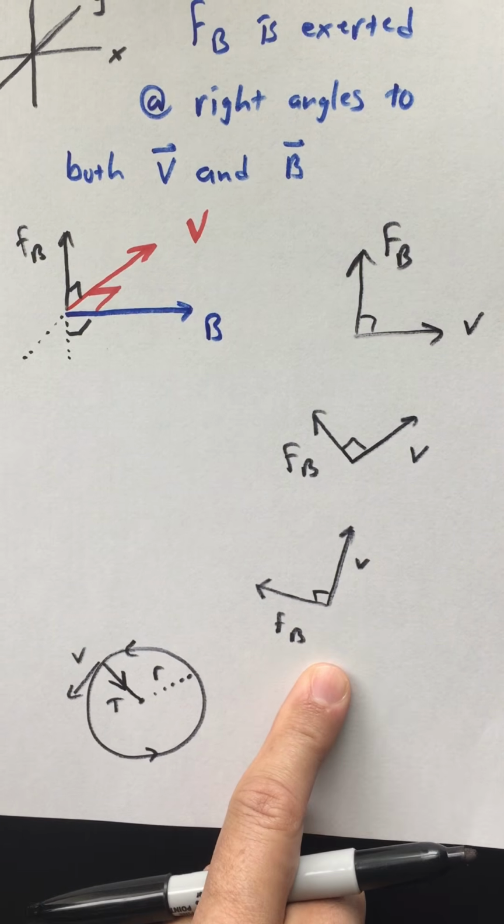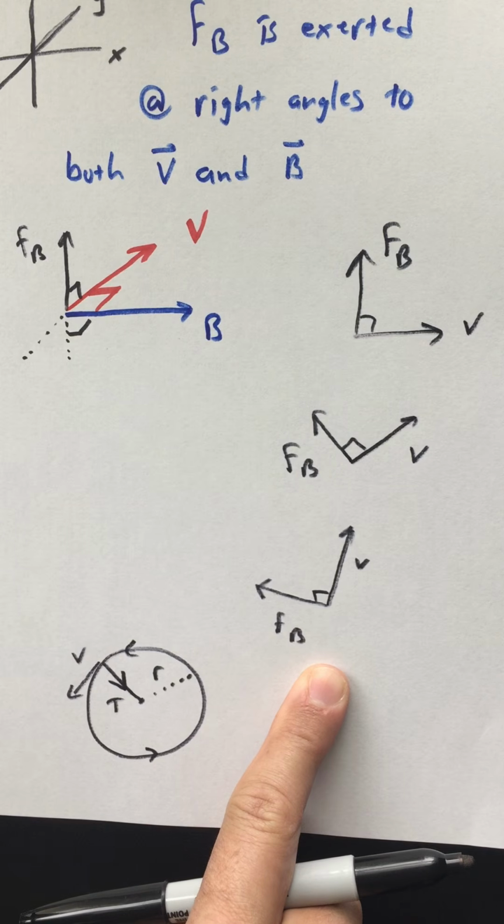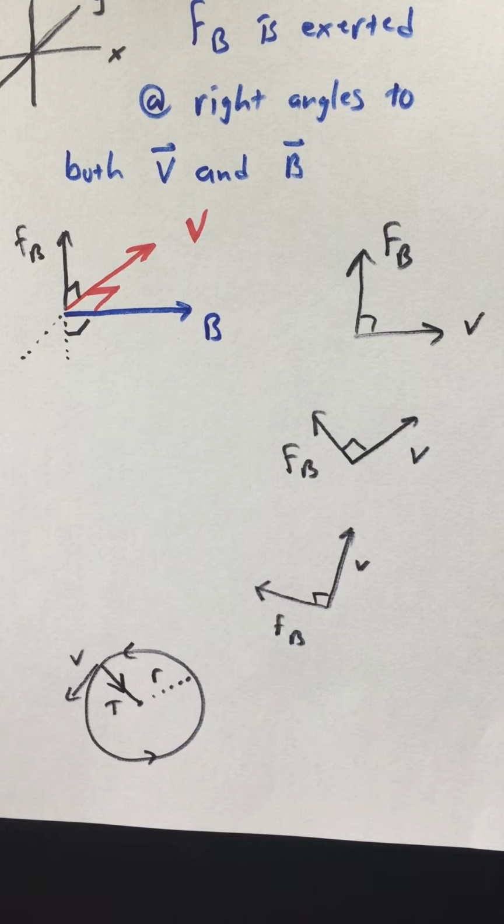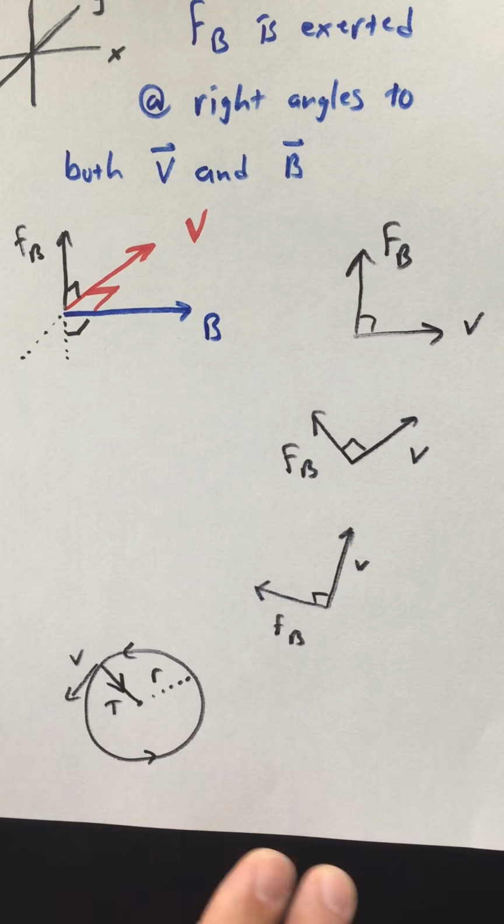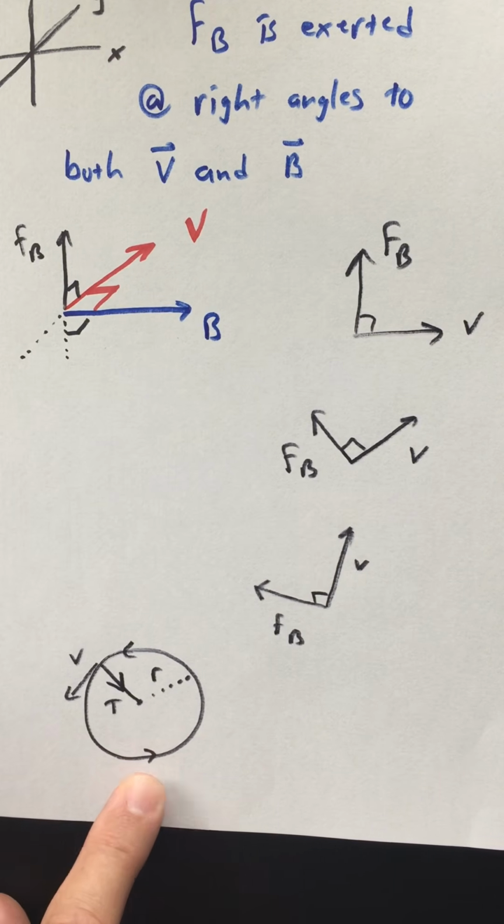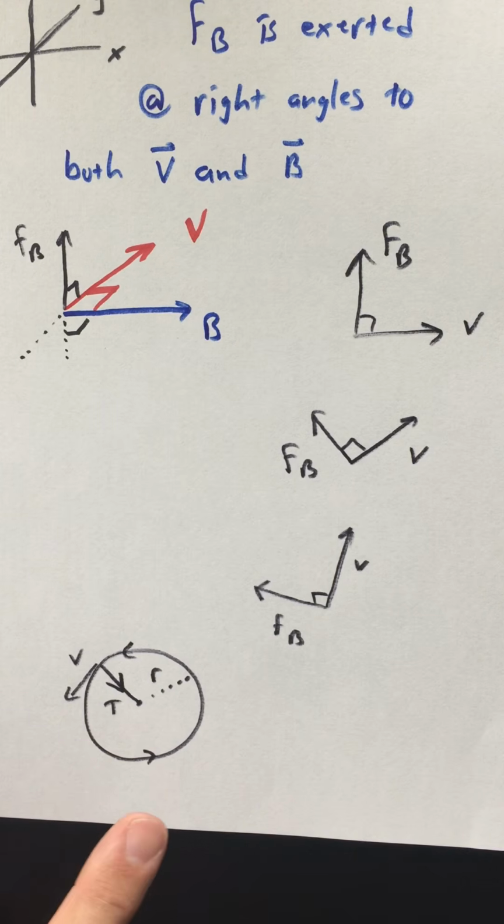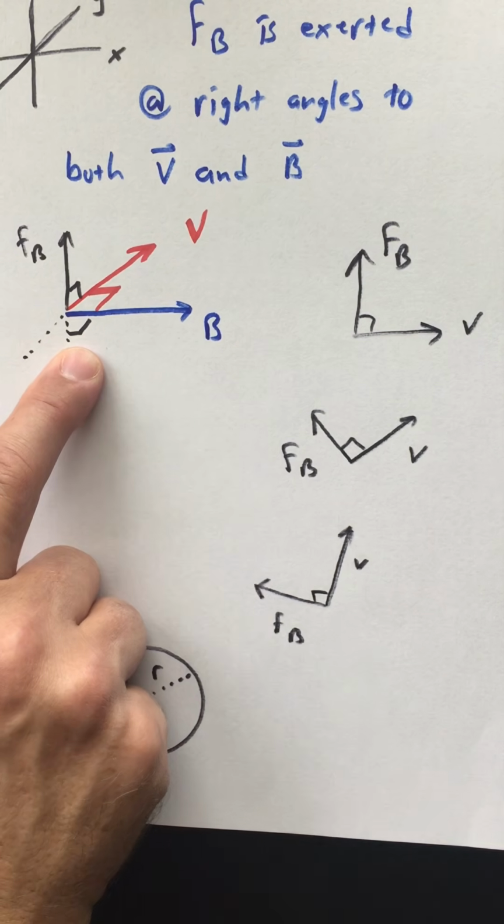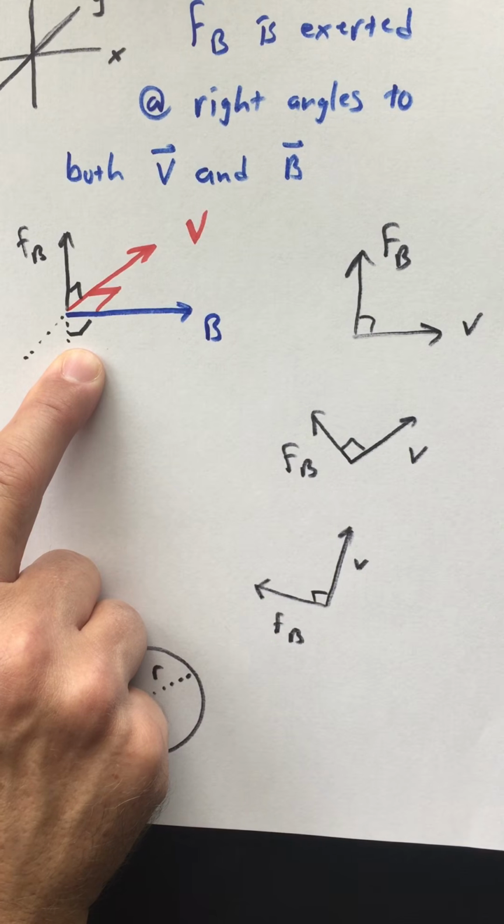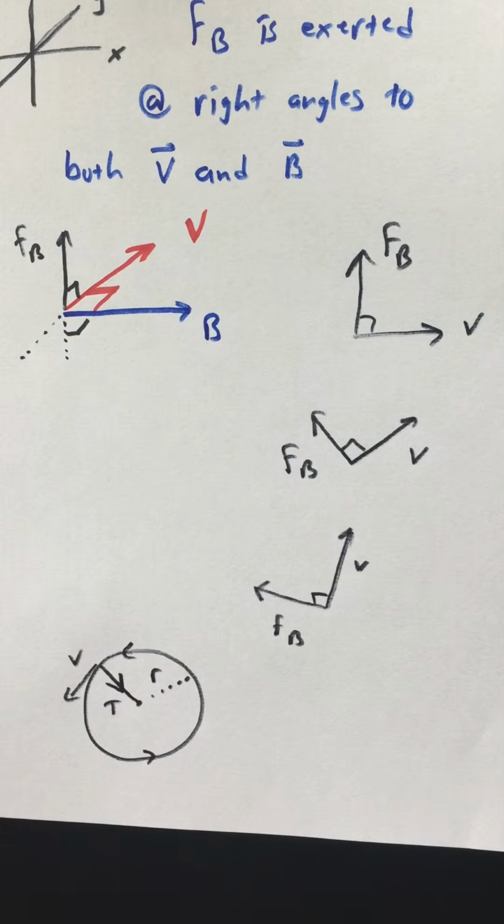If I have a uniform field and I send in a charged particle at a particular velocity, it's going to start to exhibit uniform circular motion. There are other options, of course. It could exhibit helical motion if I have a velocity in the right direction. We'll see a diagram of that in a second. But we should expect some sort of uniform circular motion to come out of this, and that's because of this weird thing where the force is always exerted at right angles to both the velocity and the magnetic field.